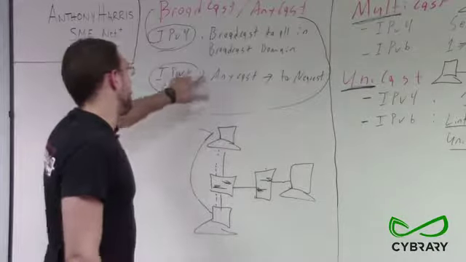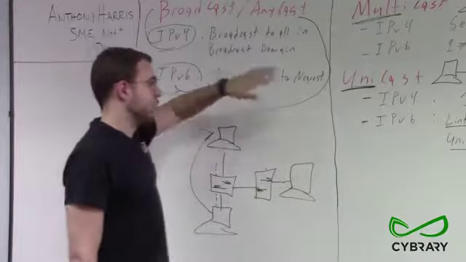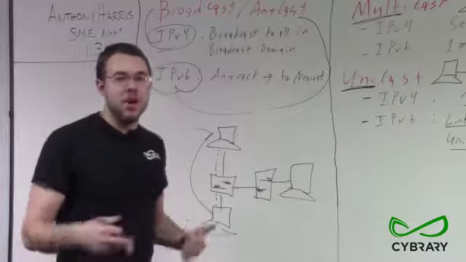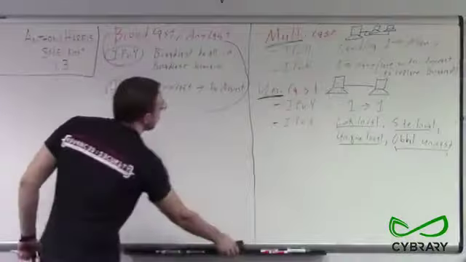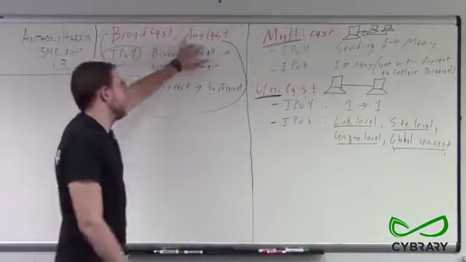So IPv6, rather than having broadcast built in, is going to use a combination. We're going to use a combination of multicast and Unicast to essentially achieve what we needed broadcast for in IPv4. So that's our difference between our multicast, unicast, and broadcast, or also our Unicast.